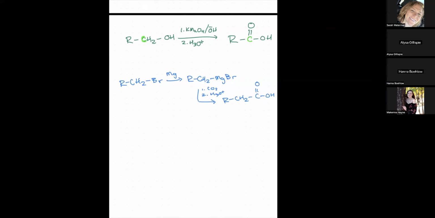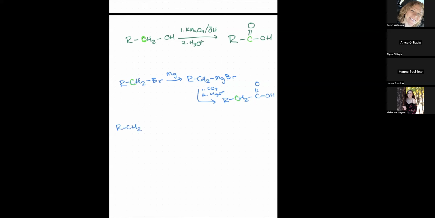Because if you're just turning that primary alcohol into a carboxylic acid, then yes, absolutely, KMnO4, OH, and then your acid workup step. Yes, 100%. But if you want to add another carbon, because this is that same carbon and here's that same carbon, there's one of two ways. So Grignard is one. Does anybody remember the other one?